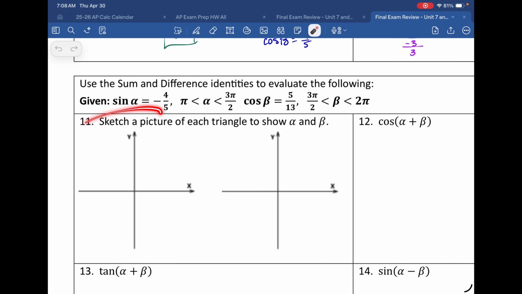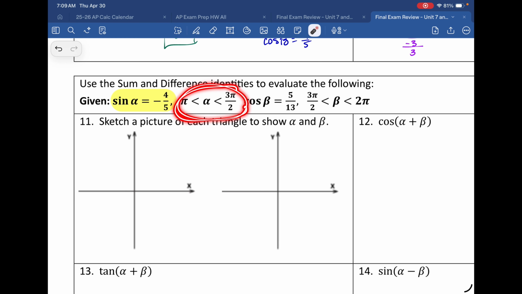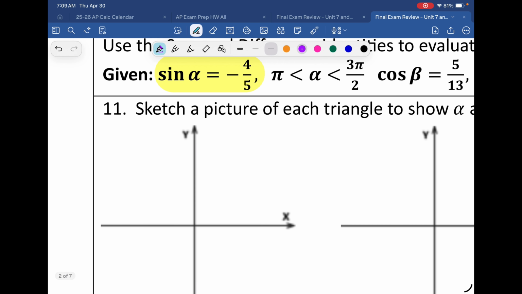So I'm asking you to sketch a picture. Let's look at sine alpha. So sine alpha is negative 4/5. Well, sine is negative in quadrants 3 and 4. And then it tells you that that angle is between pi and 3 pi over 2. So that tells me it's in quadrant 3. Okay, well, sine is y over radius.